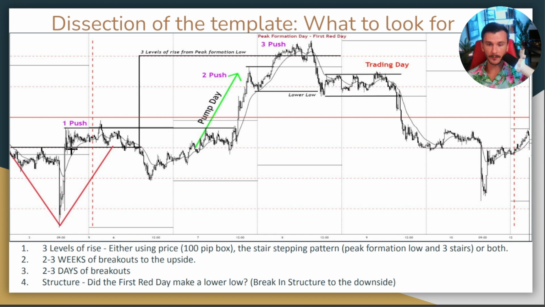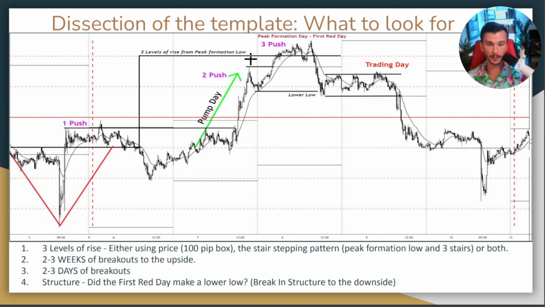So from this peak formation, we now have 3 levels of rise just using the 100 pip box. And you can see that by the 100 pip box, right? This is the 75 level. This is double zeros. So 1, 2, 3. 3 levels of rise, and then they put in the peak formation high. All right, so now we have our second pumping day, or a pumping day in general.